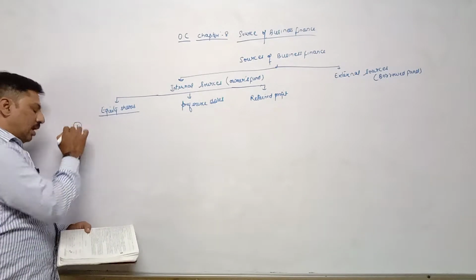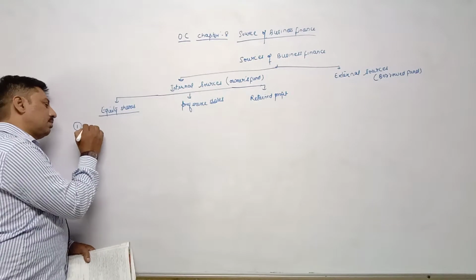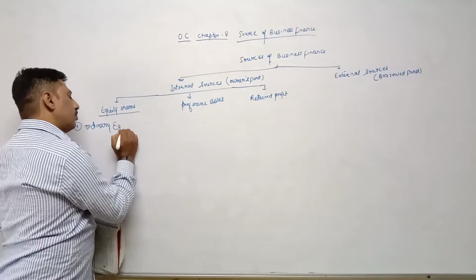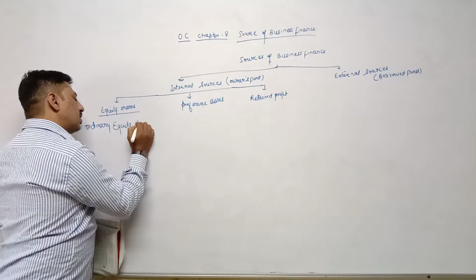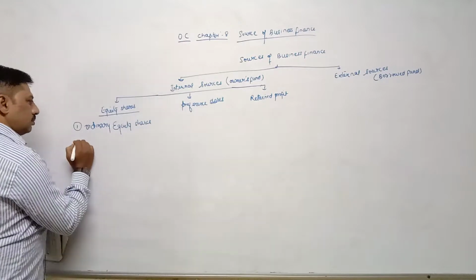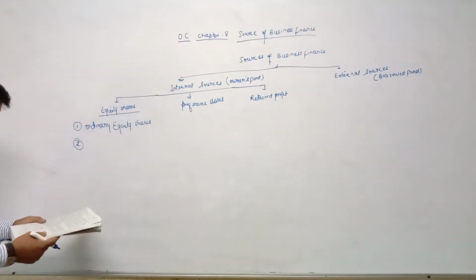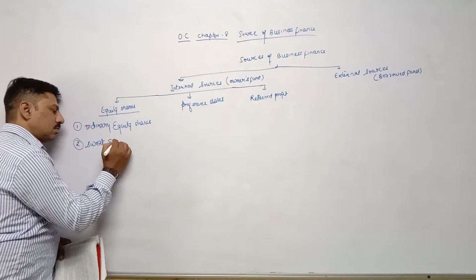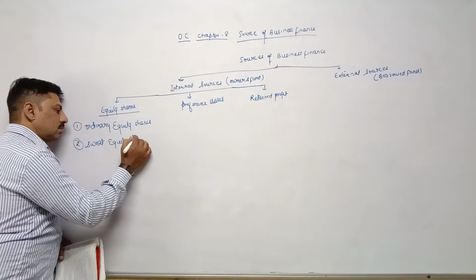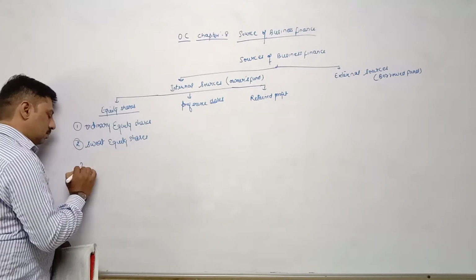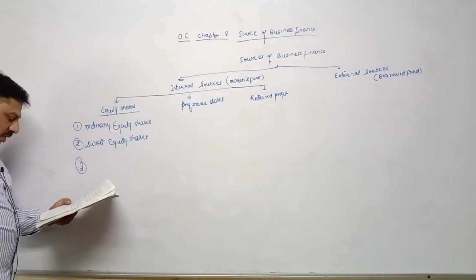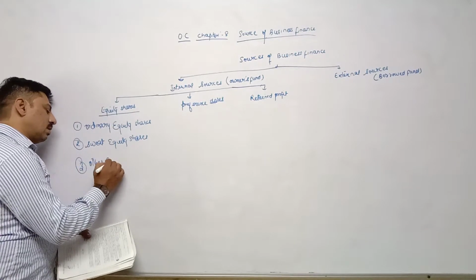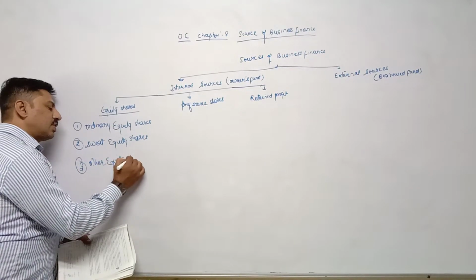Now equity shares, in different forms we can issue equity shares. The first one, according to the textbook, is ordinary equity shares. Second one is sweat equity shares. And third one is other equity shares.